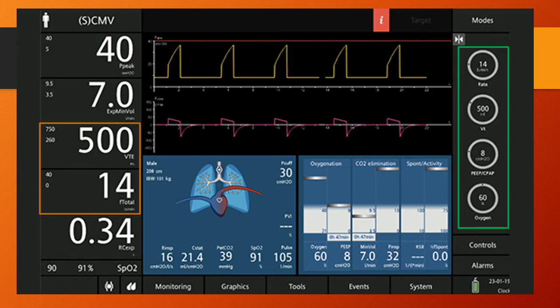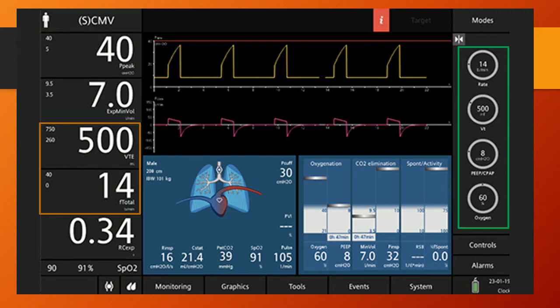So let's look at what a ventilator would look like on CMV. This is a patient that's in CMV. Remember, we set those four settings. Over here in this green box on the right, you can see where we set them. At the top we have 14. That's their rate. They have to breathe at least 14 breaths per minute. Beneath there's the tidal volume, which is 500. They have to breathe at least 500 milliliters of air with each breath. Down here we have a PEEP of 8 and an oxygen of 60%. That's how much oxygen we are going to deliver to them.